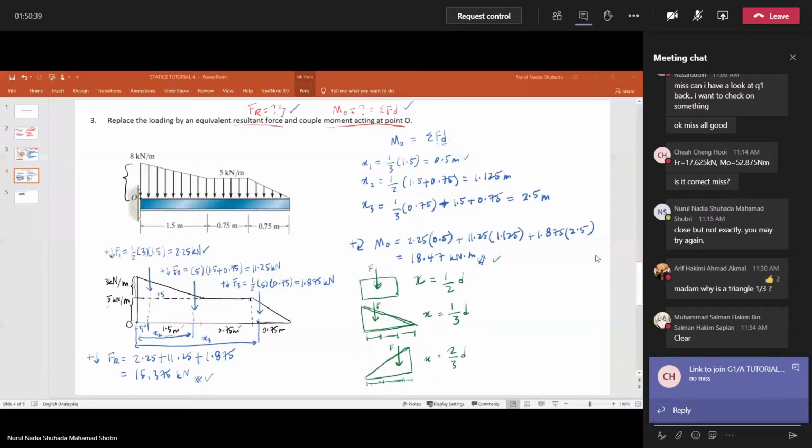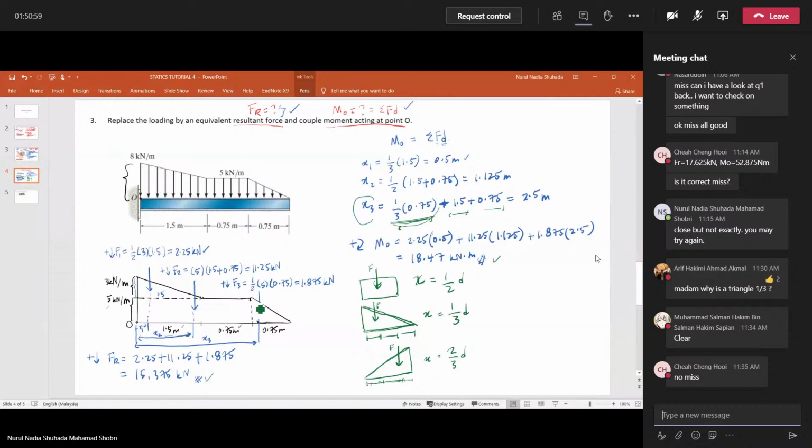Okay, and I forgot to point out, this one is the distance for x3, right? Why do I add it? Because this formula is only for this area. This is the formula, only for this distance. Here, this distance. Because this moment is acting at point O, I have to add the distance from here to the point O. So that's why I plus 1.5 plus 0.75.